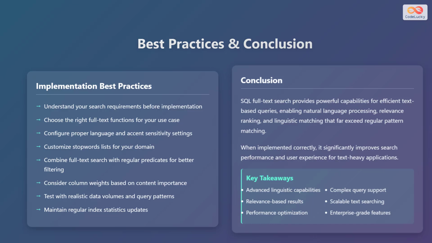In conclusion, structured query language full-text search provides powerful capabilities for efficient text-based queries, enabling natural language processing, relevance ranking, and linguistic matching that far exceed regular pattern matching. When implemented correctly, it significantly improves search performance and user experience for text-heavy applications. Key takeaways include advanced linguistic capabilities, relevance-based results, performance optimization, complex query support, scalable text searching, and enterprise-grade features.